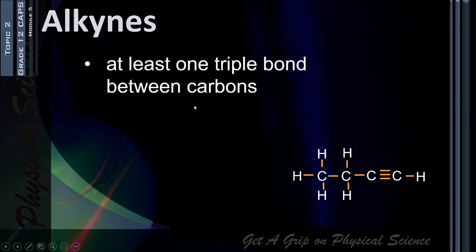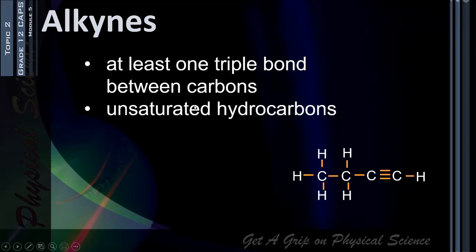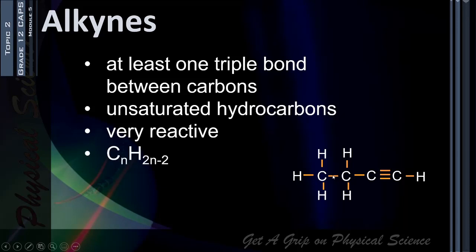A quick recap on the alkynes. So the functional group for the alkynes is at least 1 triple bond between carbons. Alkynes are also unsaturated hydrocarbons because of this triple bond. They are very reactive because of the triple bond, and the general formula for the alkynes is CnH2n-2. So if you take the amount of carbons, 4 multiplied by 2 gives you 8, subtract 2, and that gives you 6, and that's the amount of hydrogens.